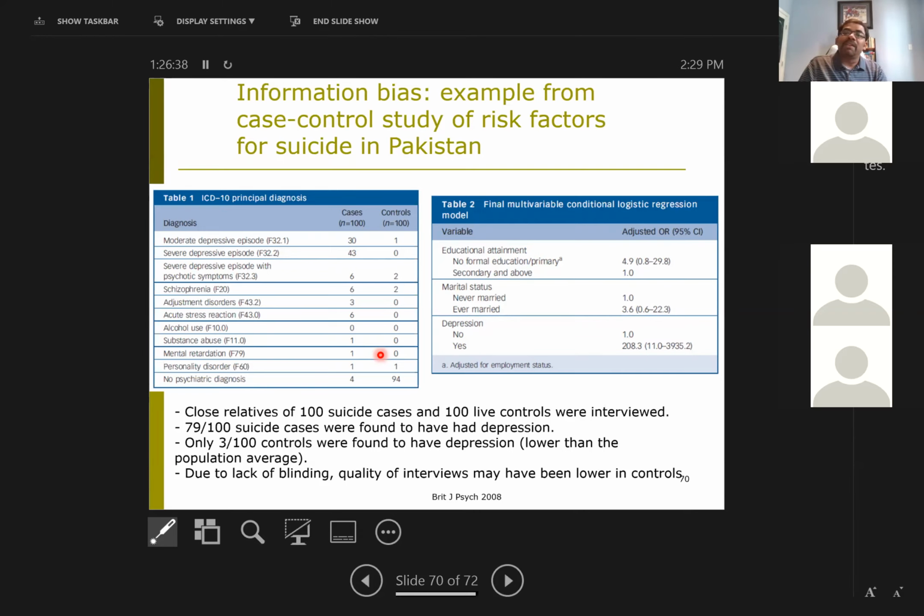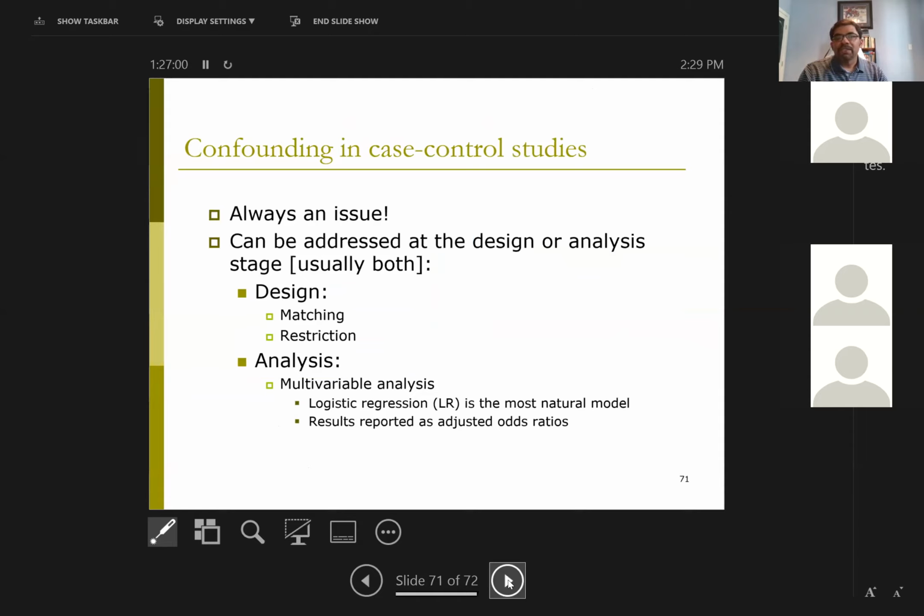On the other hand, I'm interviewing the next of kin of a dead person who I know committed suicide. I can probe very hard and make sure I find out whether they had mental illness or not. And I see a massive difference between the two arms. Spectacularly biased study that should not have been published, in my opinion, but it's published in the British Journal of Psychiatry. All right, so confounding is a last issue.